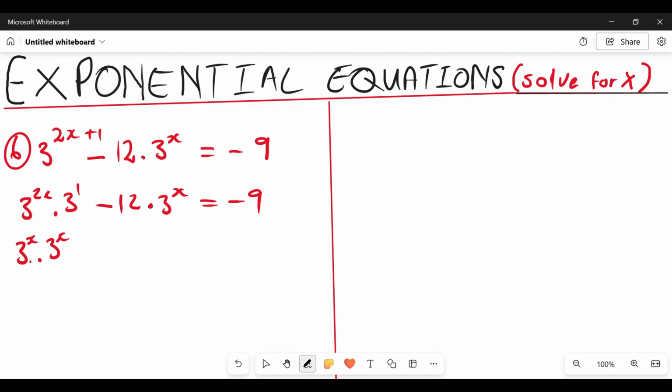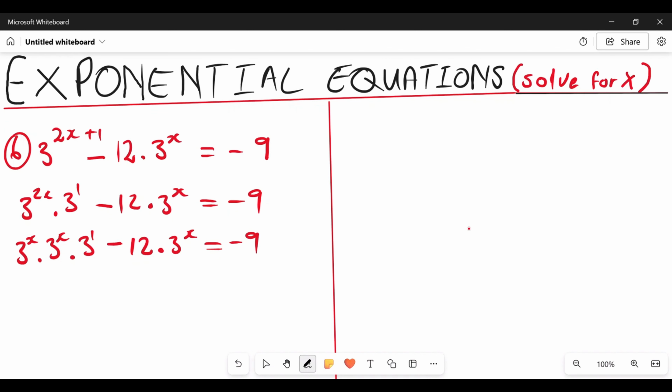Remember, when the bases are the same, the exponents will add. So it's going to be x plus x, that is going to give you 2x there. But let's not forget, we still have 3 to the power of 1 there, minus 12 multiplied by 3 to the power of x. All this is equal to negative 9.